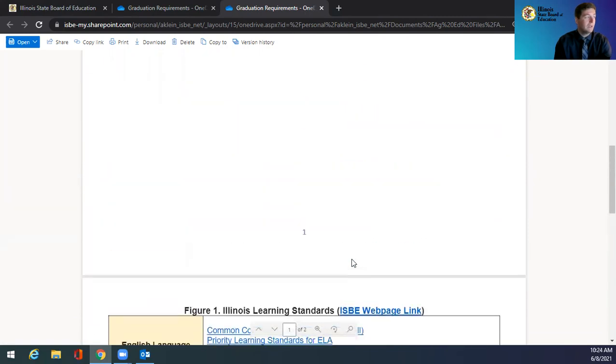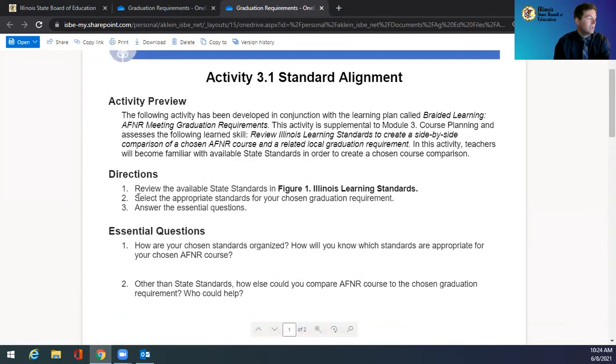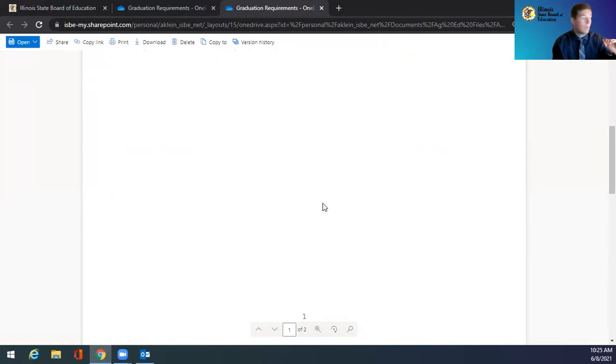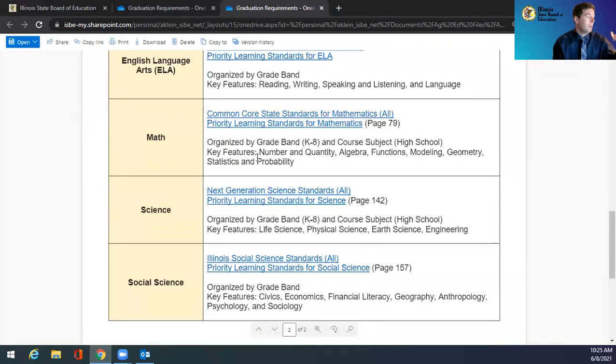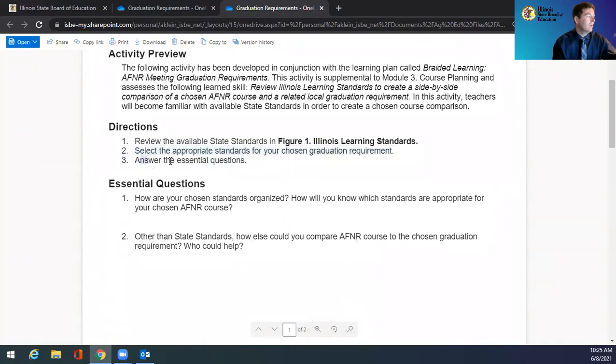But all of this information is here so that you can move on to step 2 in the directions, which is selecting the appropriate standards for your chosen graduation requirement. So think of an AF&R course that you want to substitute for a graduation requirement. Maybe it's a BSA for a biology requirement, or maybe it's an agribusiness for an algebra requirement, or whatever ideas you may have. Think about that, and then with that in mind, select the appropriate standards for that particular requirement. As you look at these, which one of these is most appropriate? And from there, you can move on to number 3, which is to answer these 2 essential questions based on the course and the Illinois learning standards that you chose.